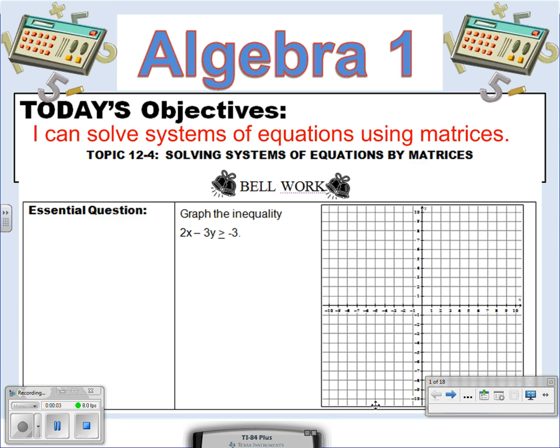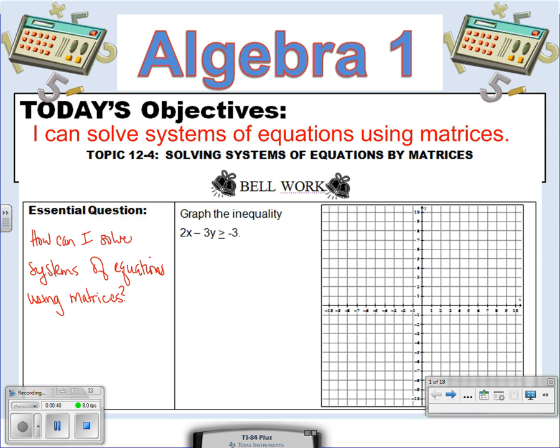This is topic 12-4, solving systems of equations by matrices. Our objective today is I can solve systems of equations using matrices. So our essential question is going to be, how can I solve systems of equations using matrices? By the end of this video, you should be able to answer this question.